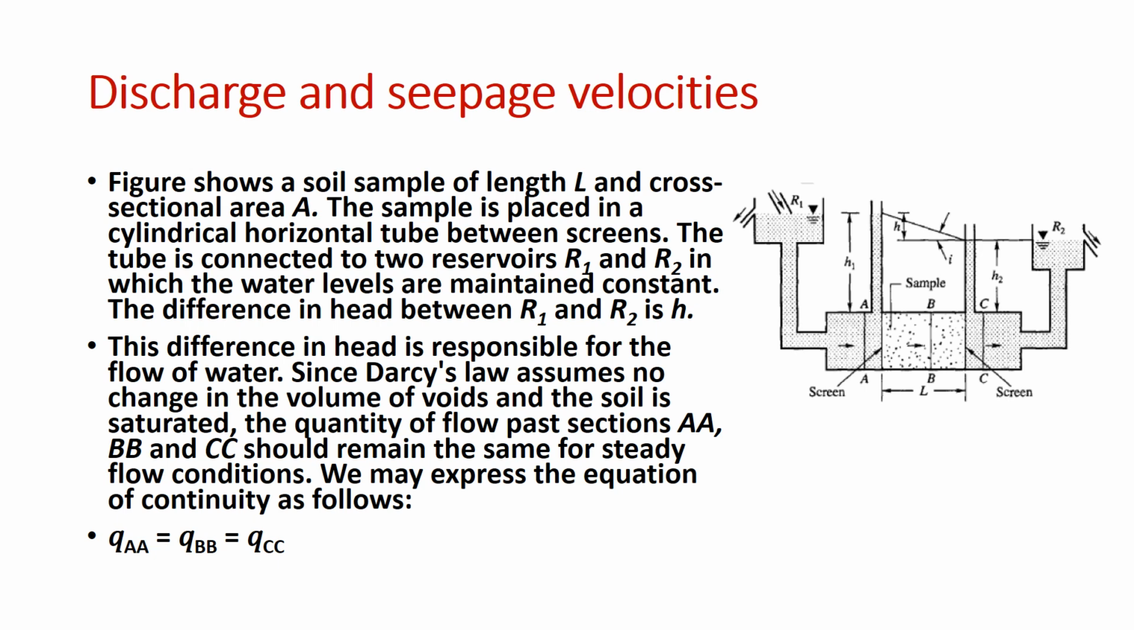And then the quantity of flow, because this difference of head H is responsible for the flow of water. So there is no change in volume of voids and the soil is saturated, then the quantity of flow from the cross section AA or BB or CC will be the same. So we can say that QAA is equal to QBB is equal to QCC.